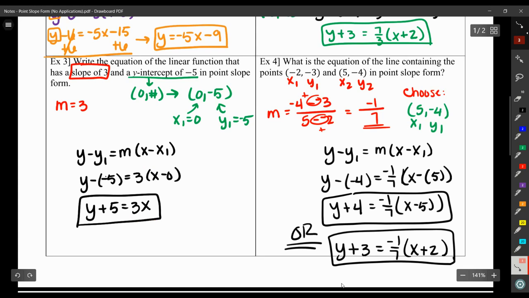On example 4, you have two possible answers. You could have used y plus 4 equals negative 1/7 times x minus 5 if you used the coordinate 5, negative 4. Or you could have had y plus 3 equals negative 1/7 times x plus 2 if you use the coordinate negative 2, negative 3.